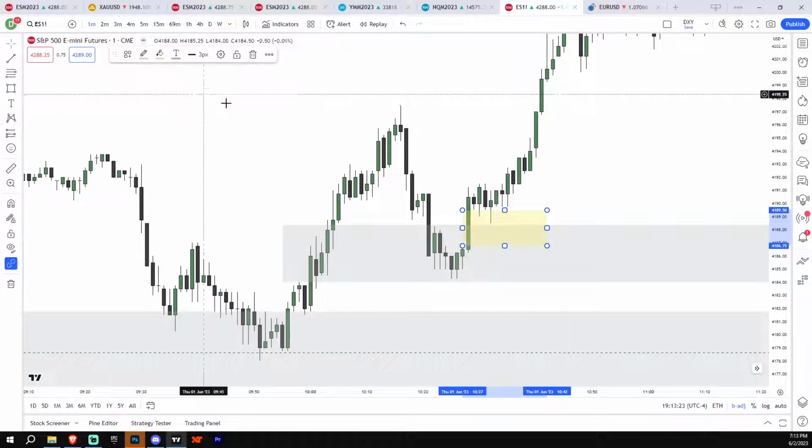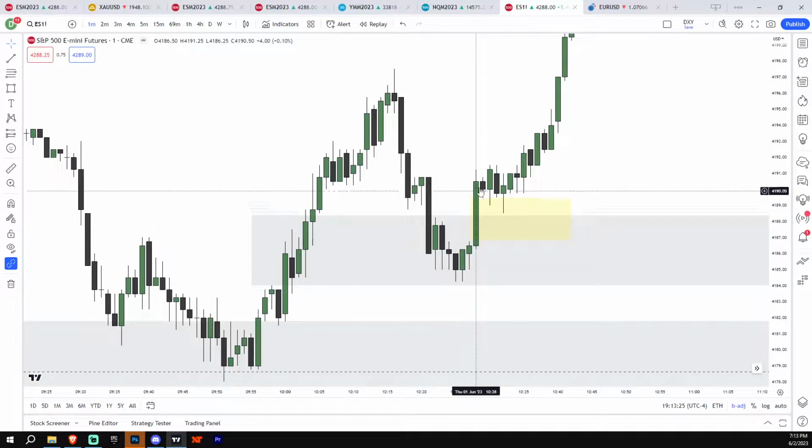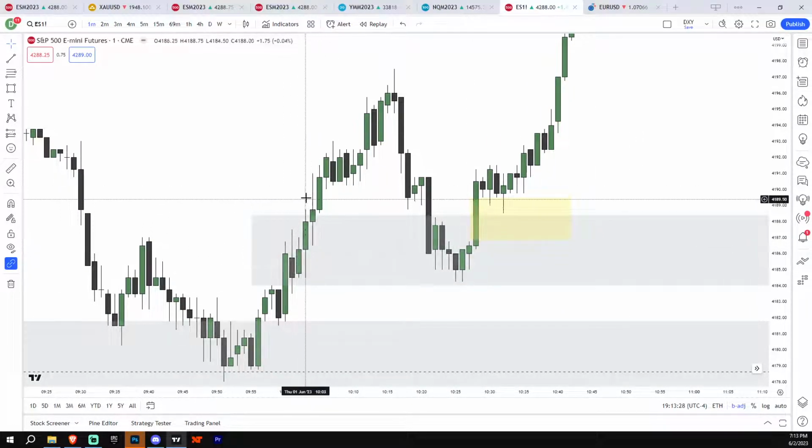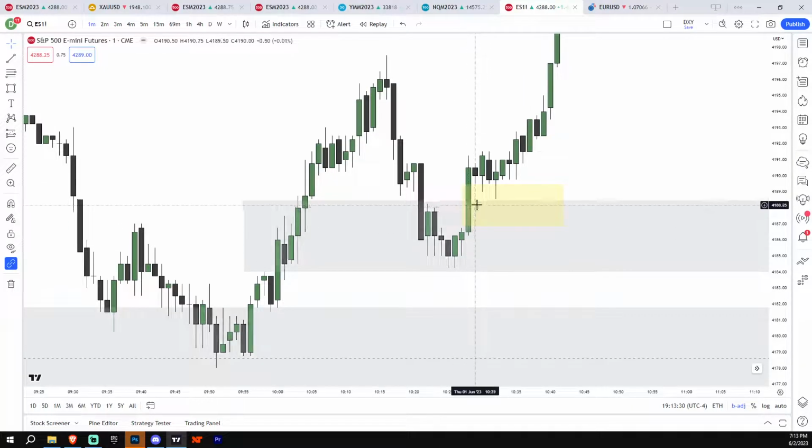This is like a third fair value gap. You can see this is a lot of displacement. We know we're holding this fair value gap. We know we held this fair value gap. Should this work? Yes, it should, because it's like the confirmation of the confirmation.